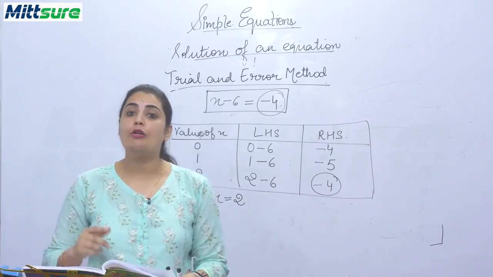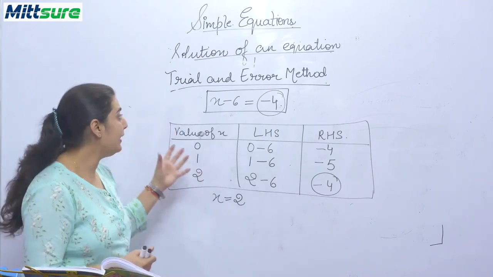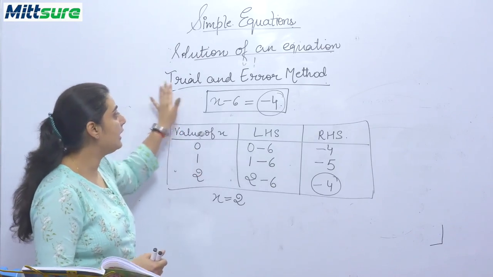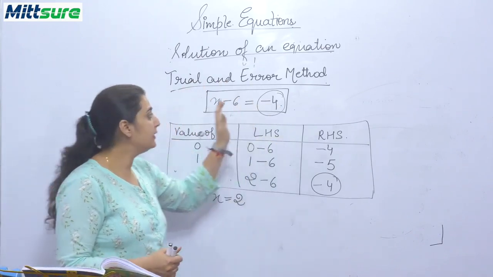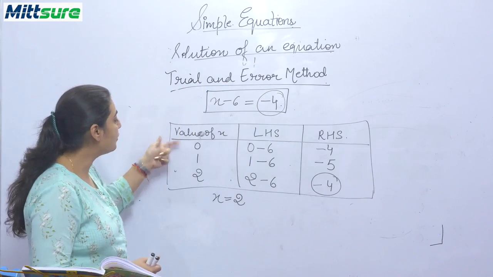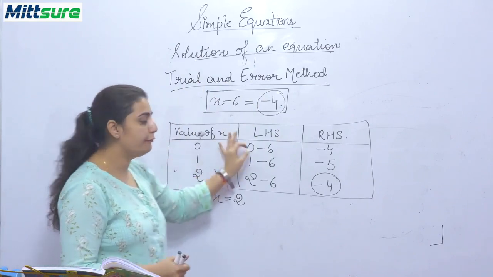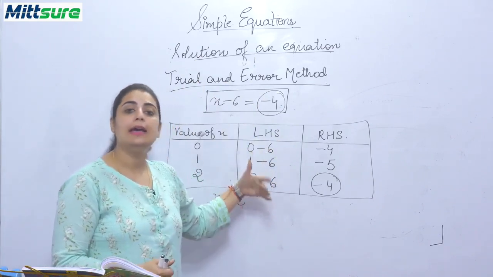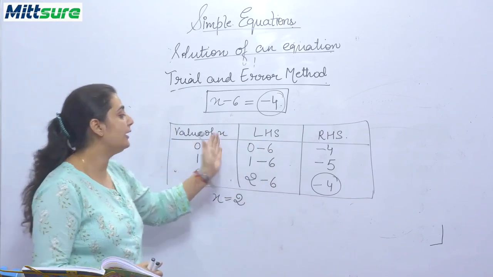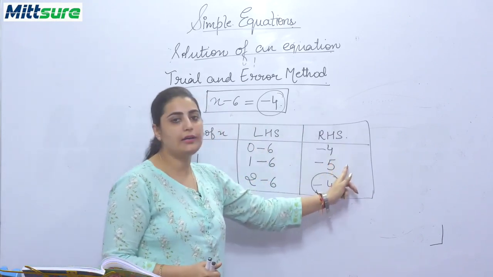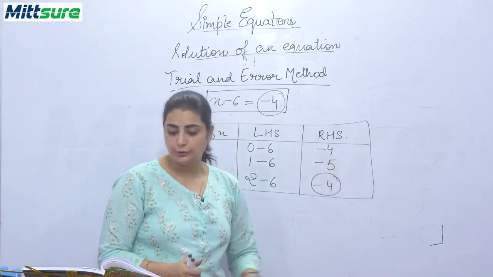So this is how we use the trial and error method to find the solution of the equation by substituting values of x. Why has the method been given the name trial and error? Because you are trying different values of the variable and then checking whether you are getting a correct answer or an error in the solution.